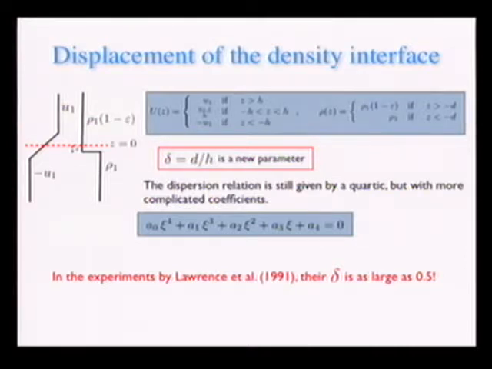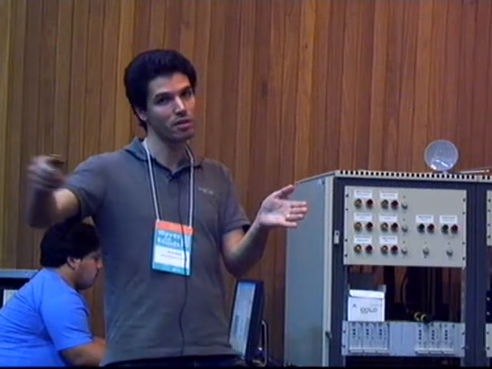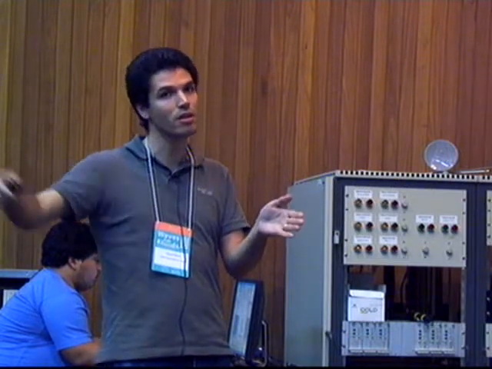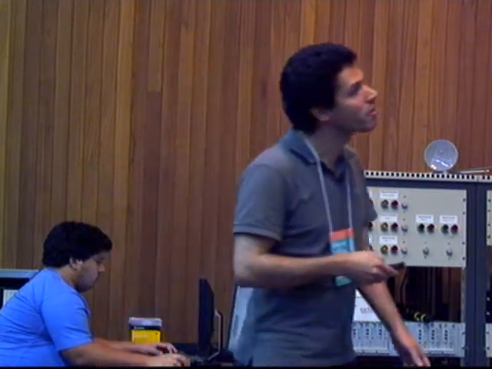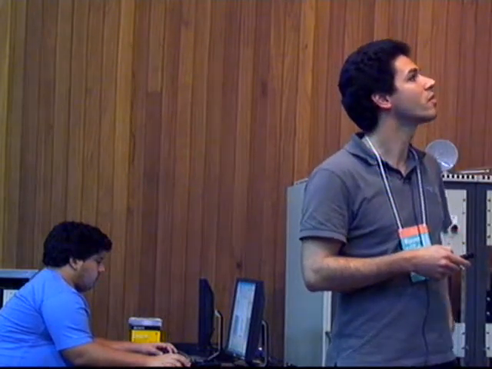Of course, the eigenvalue equation is still a quartic. The coefficients are slightly more complex. And let me point out that this delta is quite important because it's not that small. In their experiment, for example, they were measuring values of about 0.5 at the beginning of the splitter plate. After that, along the channel, this delta will decrease, but never vanish. This is very important. Okay, so this is the stability diagram and the growth rates that you see.